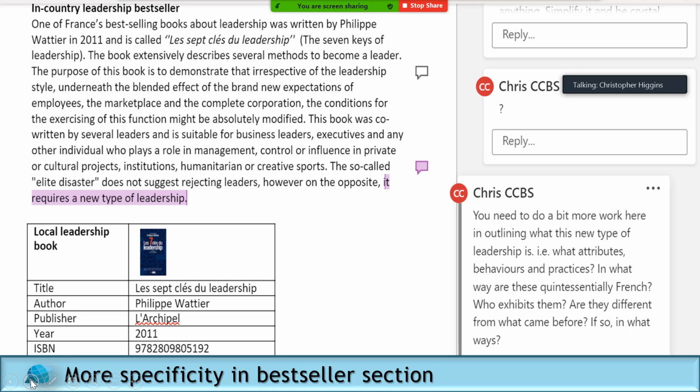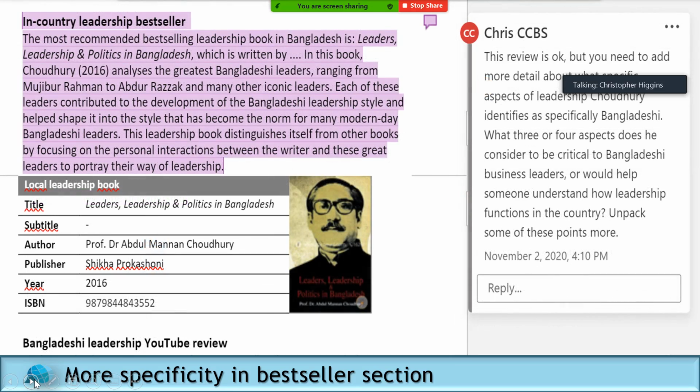So again, try and summarize 3 or 4 points that say what the book is about, but more importantly, what the book tells us about either what leadership is in your country, what it has been historically, and what it should be or is becoming. And if you get good stuff there, remember, you're able to cite it in other elements of your CP as support.